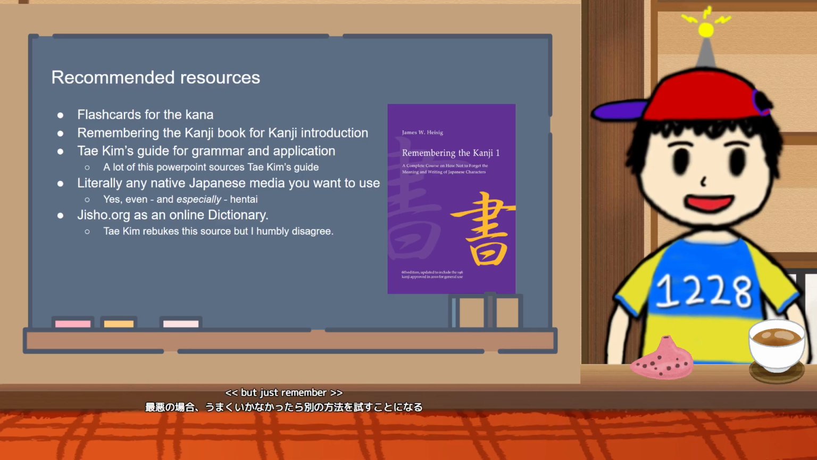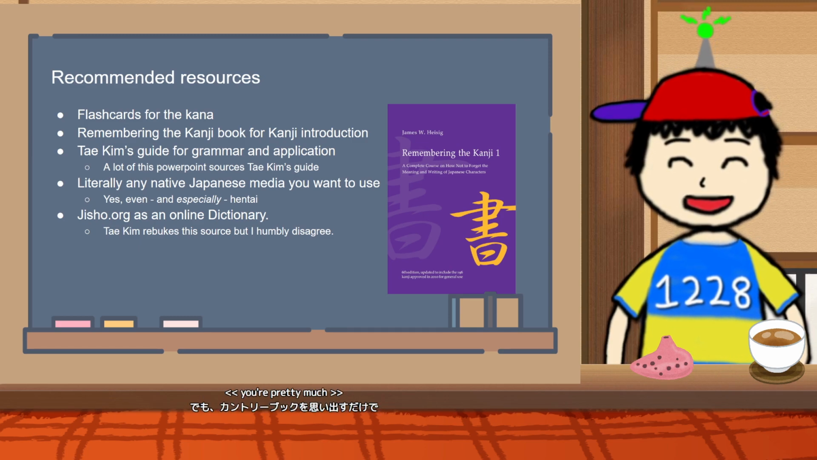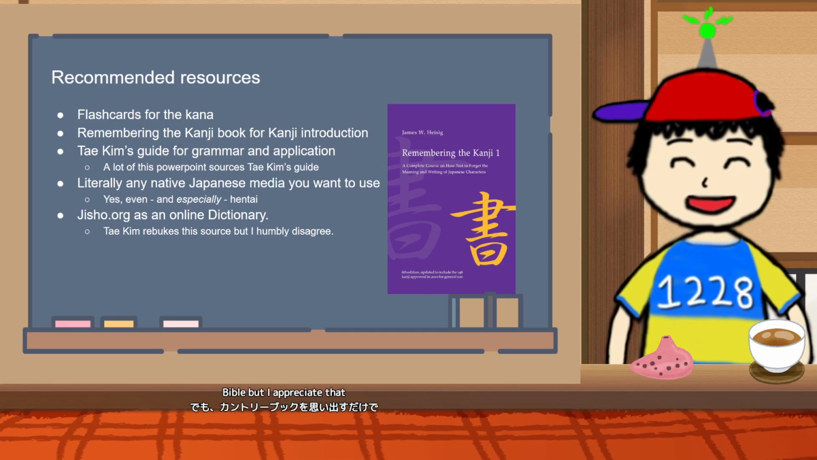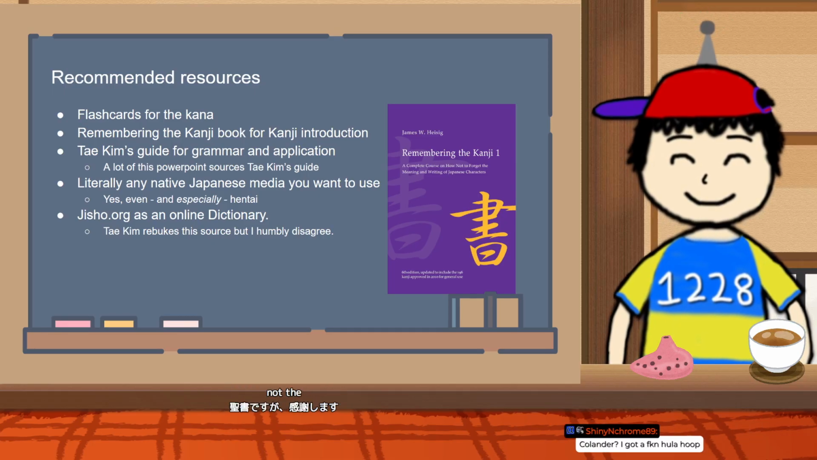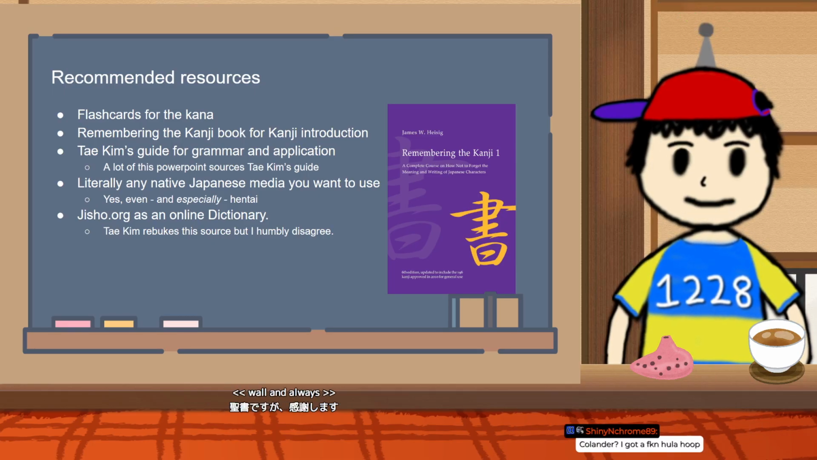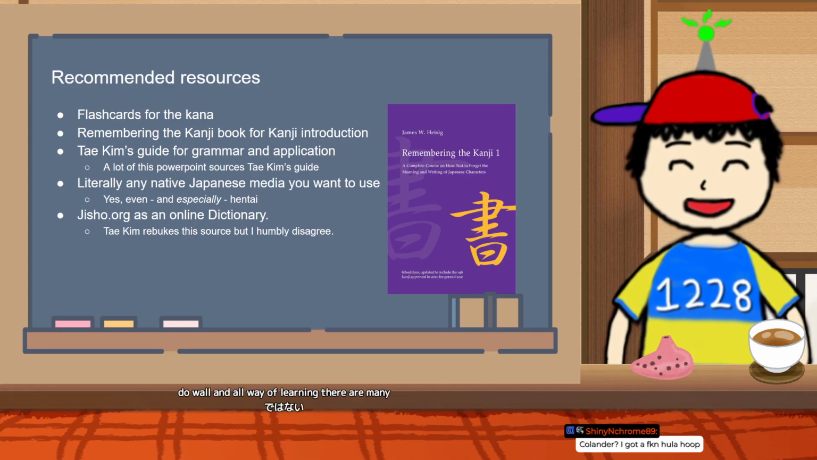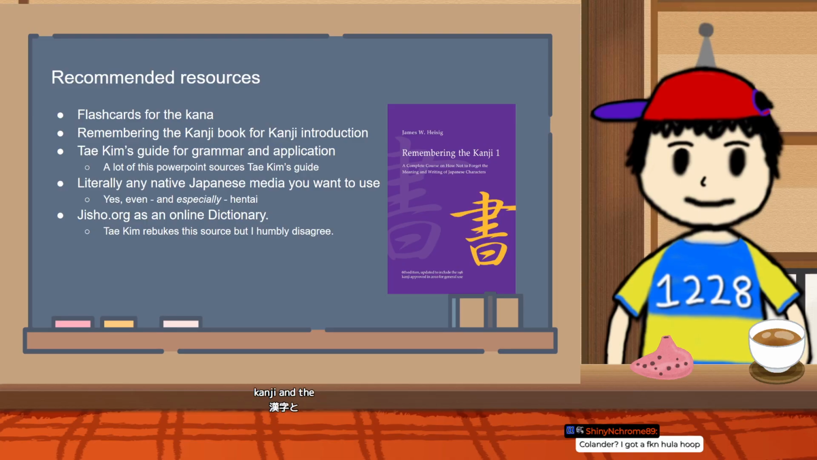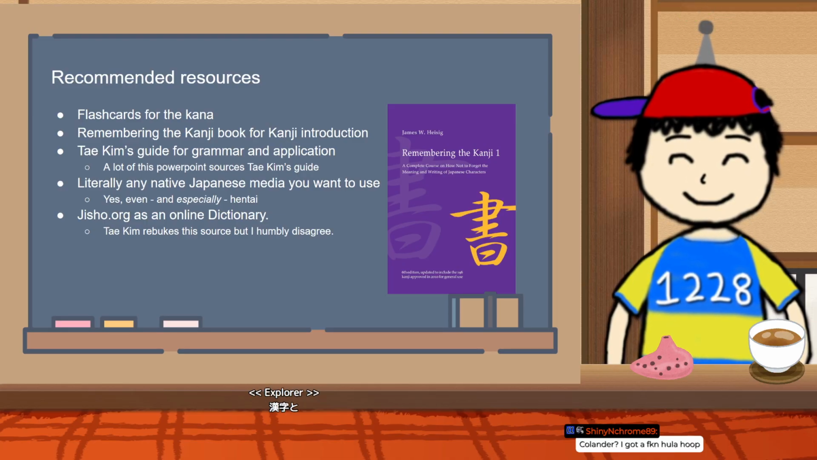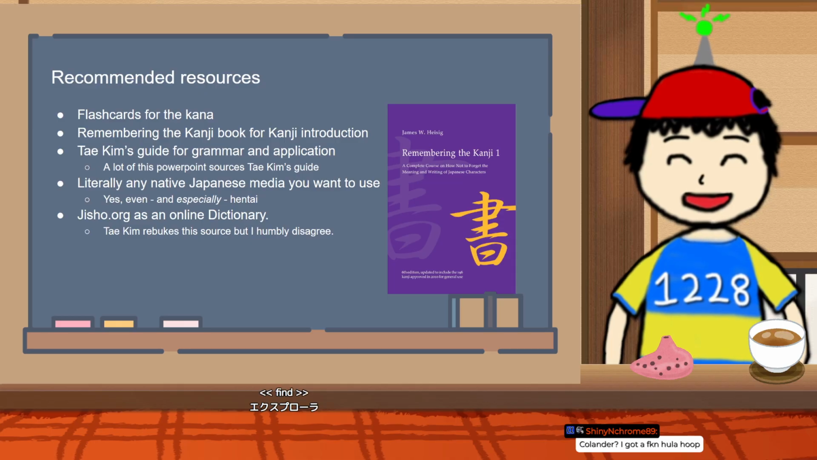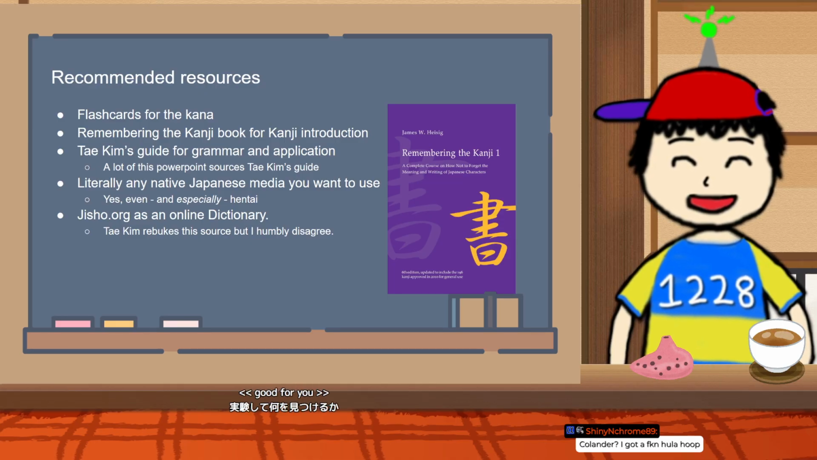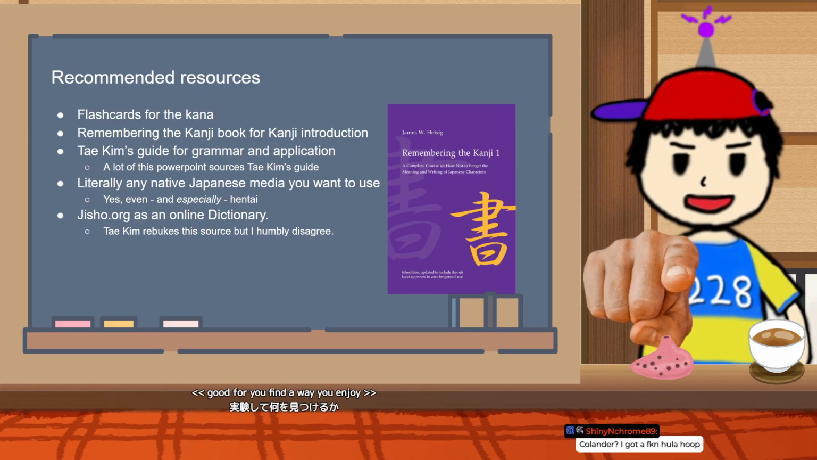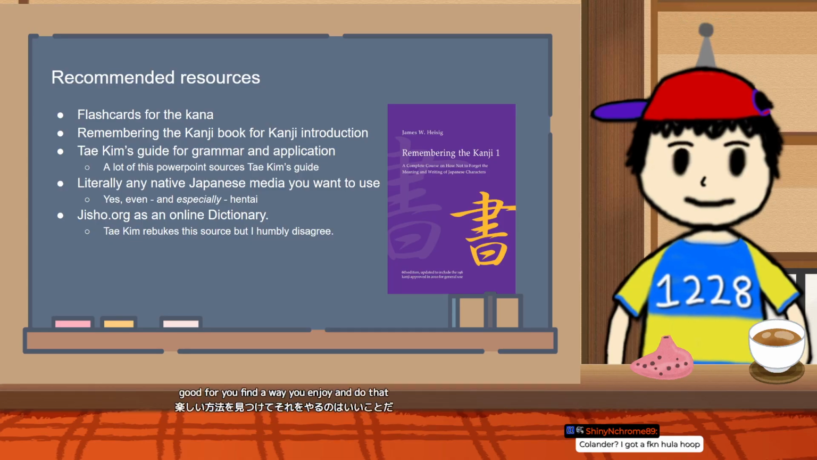But this Remembering the Kanji book, I pretty much swear by it. It's my Bible. But I appreciate that this is not the do-all, end-all way of learning. There are many ways of learning kanji, and the most recommended way is to quite literally explore. Experiment. Find what works best for you. Find a way you enjoy and do that. That is the best way to learn.